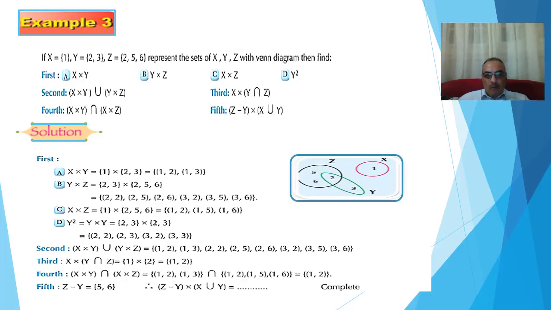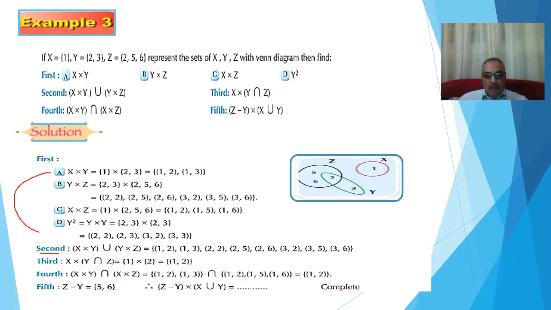Okay, (1, 2), (1, 3). Y product Z, we have (2, 2), (2, 5), and so on. X product Z and Y squared, Y product Y: (2, 2), (2, 3), (3, 2), (3, 3), like this. The second is a very important example, X product Y.